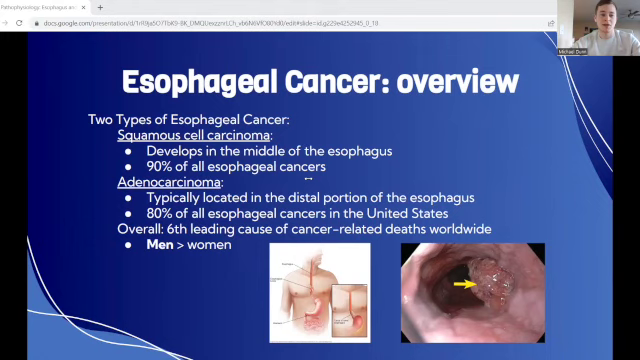And overall, it's the 6th leading cause of cancer-related deaths worldwide. And in terms of who has the higher risk factor, it is men over women. And it is worth noting too, in the West in recent years, there's been a decline in squamous cell carcinoma and a large increase in adenocarcinoma, which is part of where that 80% in the US comes from. But this type of cancer overall is relatively uncommon compared to more common types like lung cancer, breast cancer, prostate cancer, that sort of thing. Only makes up 1% of all cancers in the US.